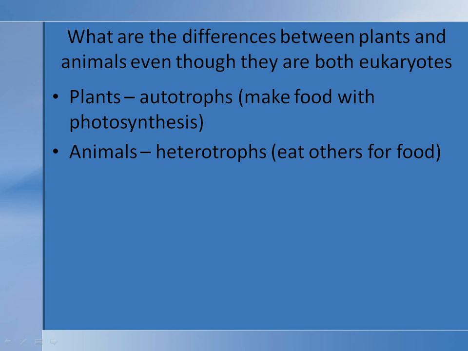The next topic is what are the differences between plants and animals, even though they are both eukaryotes. Remember, they are both eukaryotic organisms, which means their cells contain nuclei. And plants then are autotrophs, which means they make food with photosynthesis, whereas animals are heterotrophs, which means they have to eat others for food. So, of course, an animal is something that has to eat another organism, either another consumer, which has eaten something else before then, or they have to be able to eat a producer, which would be the plants.